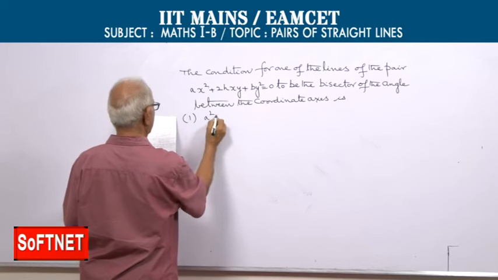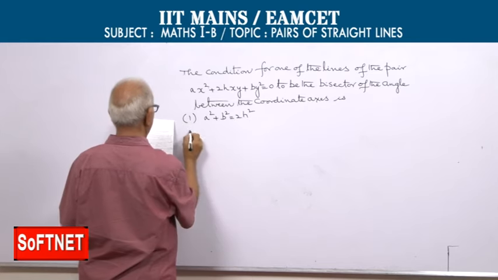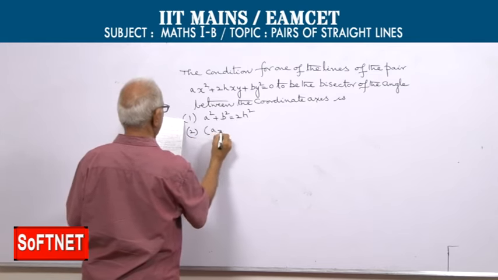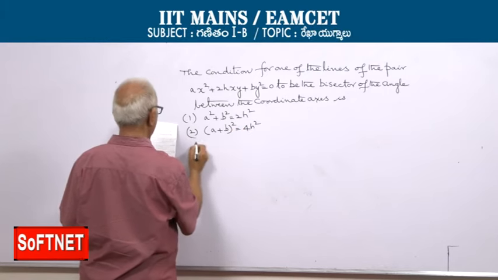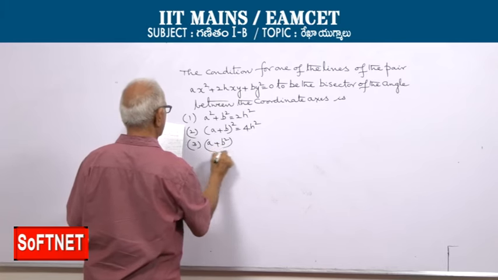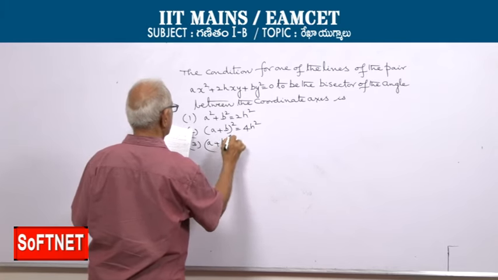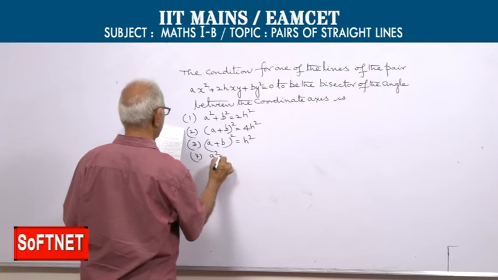1) a square plus b square is equal to 2h square, 2) a plus b whole square equal to 4h square, 3) a plus b whole square equal to h square, 4) a square plus b square equal to h square.